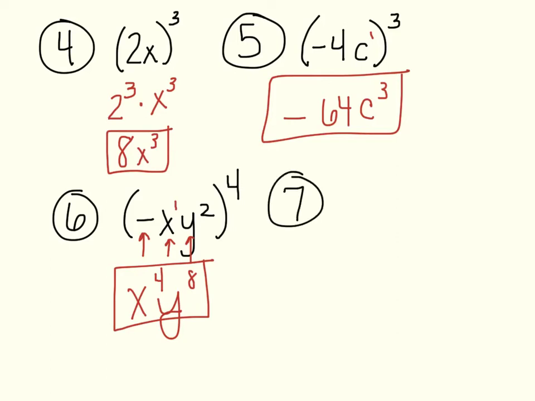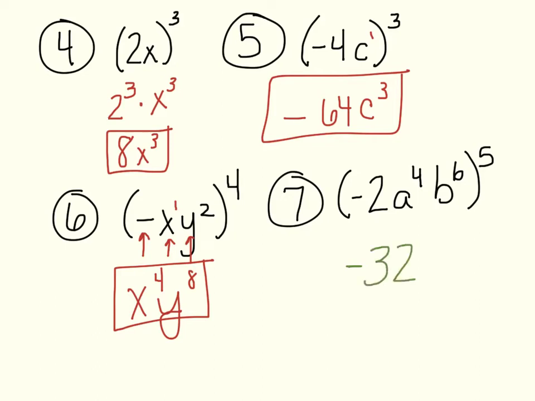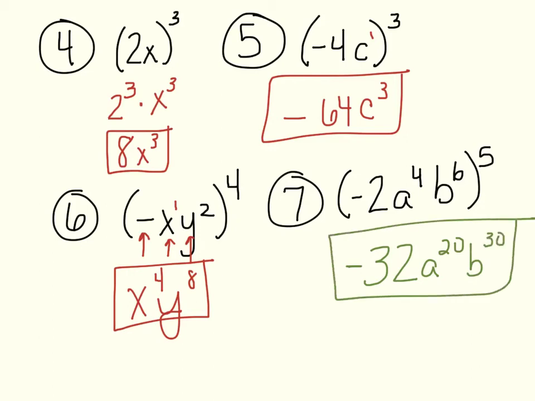Number 7, negative 2, a to the 4th, b to the 6th, all to the 5th. Negative to an odd power is negative. 2 to the 5th power, well, that's 2 times 2 is 4, times 2 is 8, times 2 is 16, times 2 is 32. And now you just multiply the powers. 4 times 5 is 20. 6 times 5 is 30. So my answer is negative 32, a to the 20th, b to the 30th.